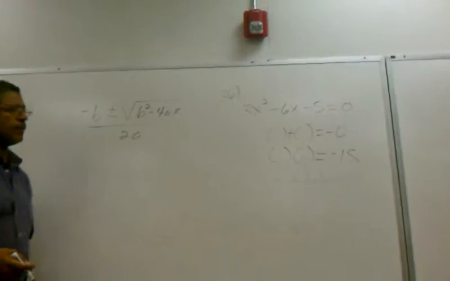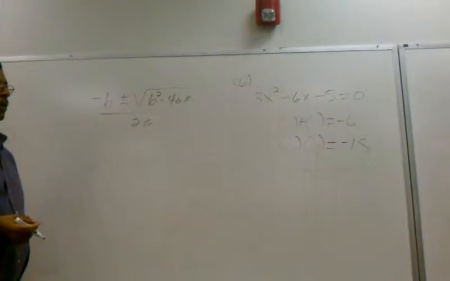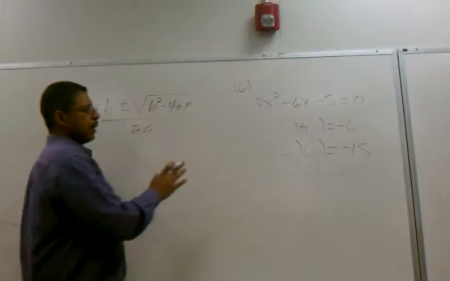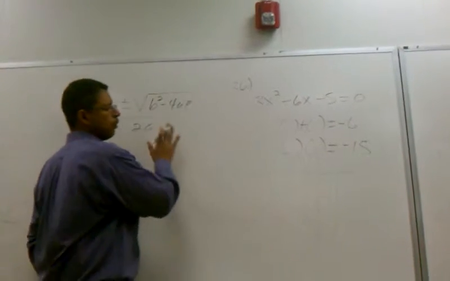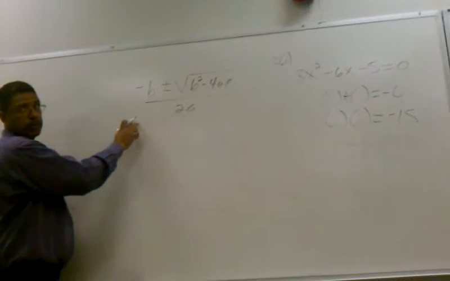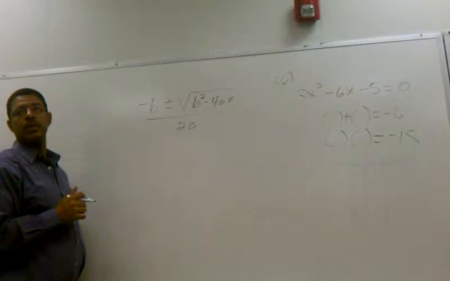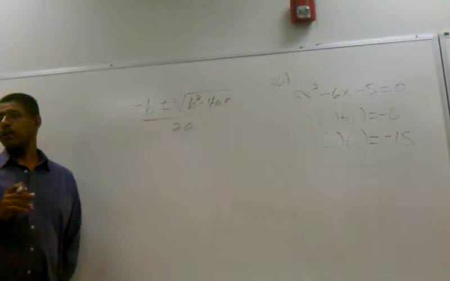Because the only factors of 15 are 3 and 5, right? And 3 and 5 would never give me 6, right? And 15 and 1. So we can't factor this by normal means, right? So we go to the quadratic formula to find the answer for x, okay? Everybody get a worksheet? Okay, everybody got a worksheet, right?